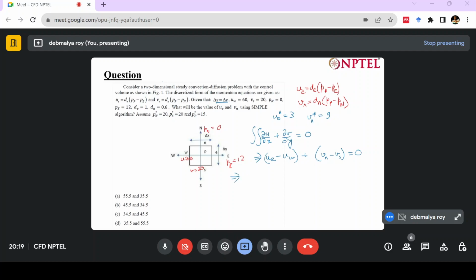So here UE star, so UE will be written as UE star plus DE dt dash minus PE dash. These are the pressure correction terms. UW is already given, so UW will be as it is.